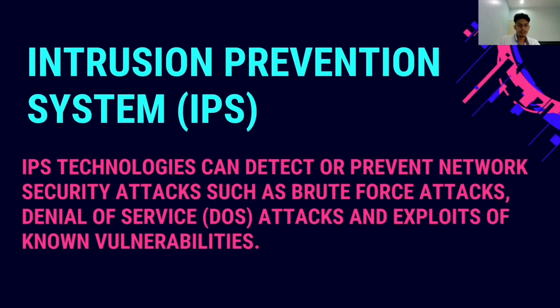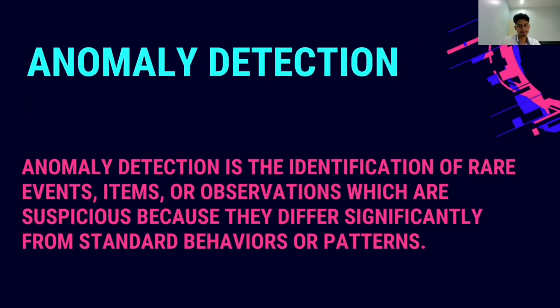And then we have an intrusion prevention system. These can detect or prevent network security attacks such as brute force attacks, denial of service attacks, and exploits of known vulnerabilities. When an exploit is announced, there is often a window of opportunity for attackers to exploit that vulnerability before the security patch is applied. An intrusion prevention system can be used in these cases to quickly block these attacks.